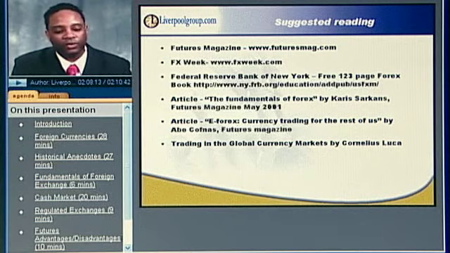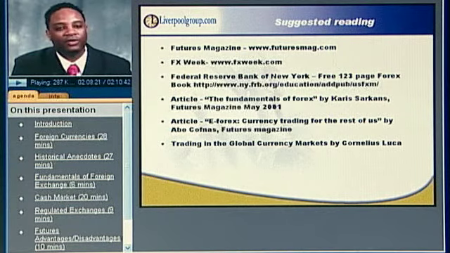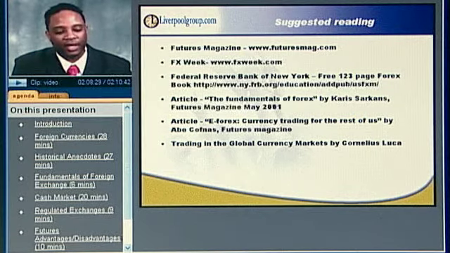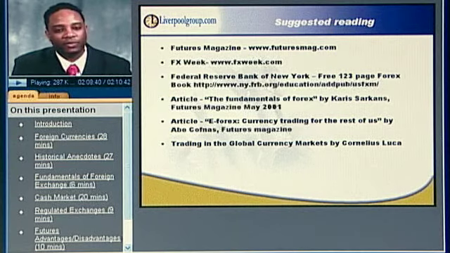They have a free 123-page Forex book. Here's the URL to download it. It's a little bit dated. 1998 was when it was published, but it'll still give you a lot of good core information on how to trade Forex, both the futures as well as the OTC market. We've already talked about the Carlos Sarkins article. There's another article that I liked about eForex, currency trading for the rest of us, by Ed Kaufness. It's also found in Futures Magazine.